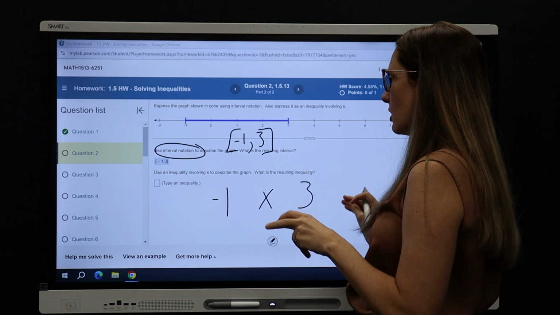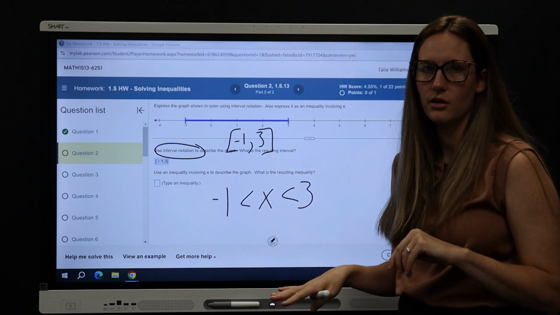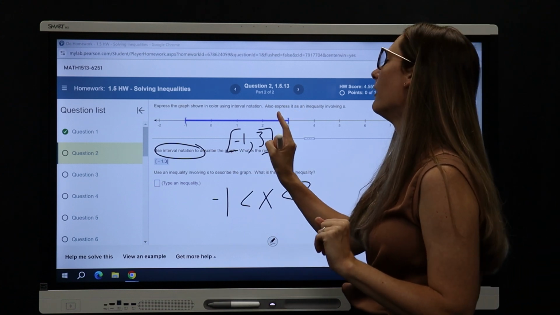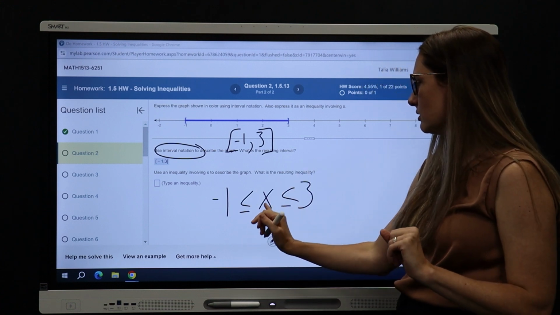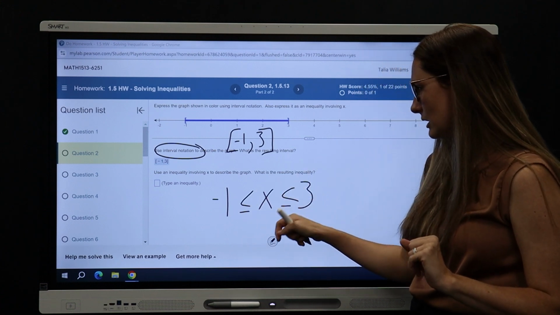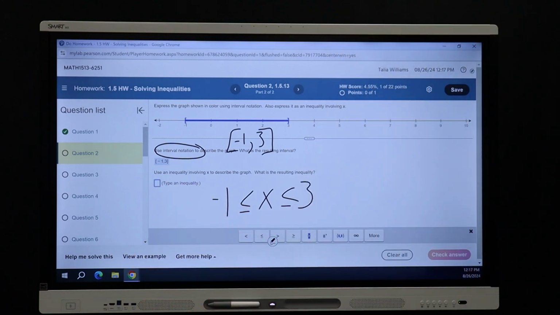Whenever x is between two values, it's always going to be less thans. Ours also is equal to because these are brackets. So -1 is less than or equal to x, which is less than or equal to 3.